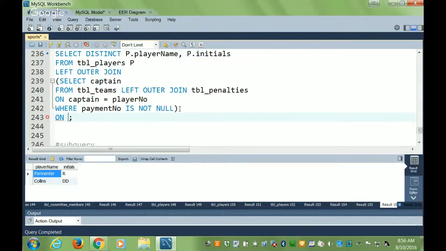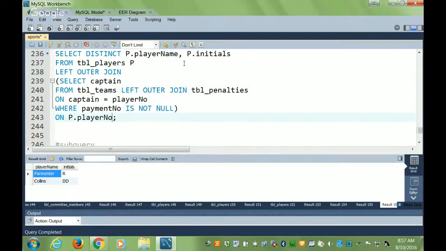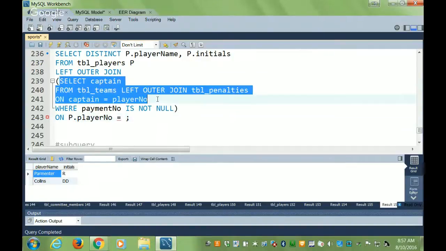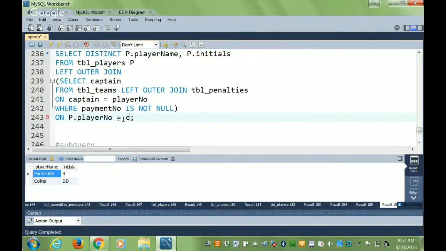On p dot player number, though there's no confusion. The join condition. I don't know, because this is an inner query. How will it know of this captain outside this inner query? I don't think I can say captain here. I don't think so. Because it's like a subquery, right? And the subquery, the captain is inside the subquery. We'll try, but I think it will say something like cannot be done.